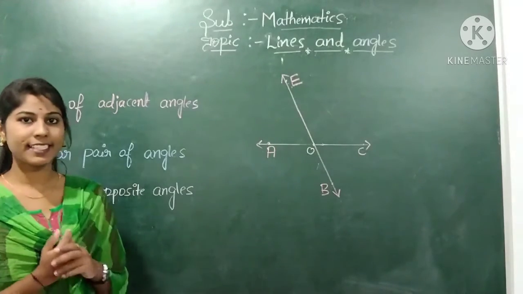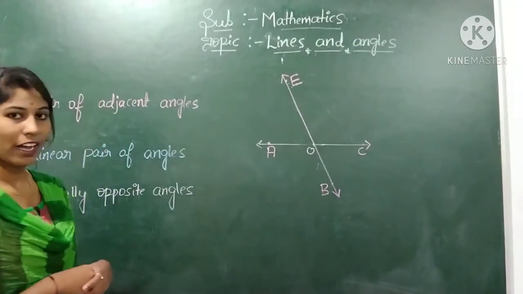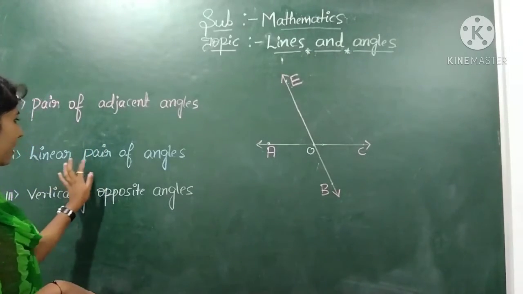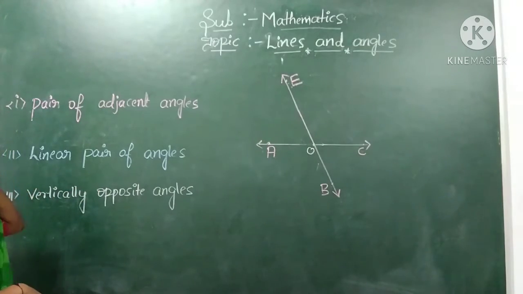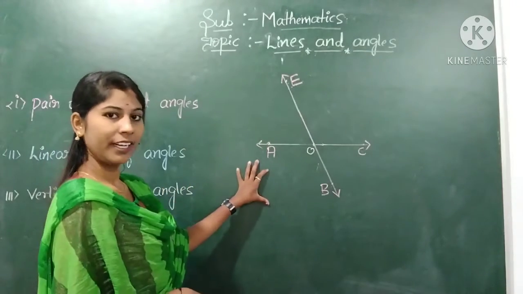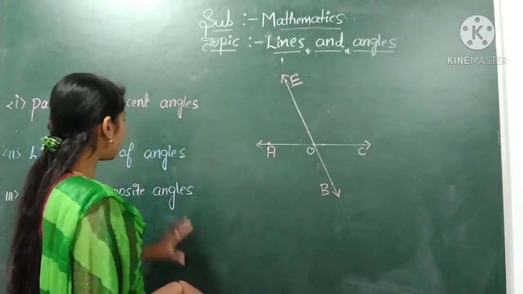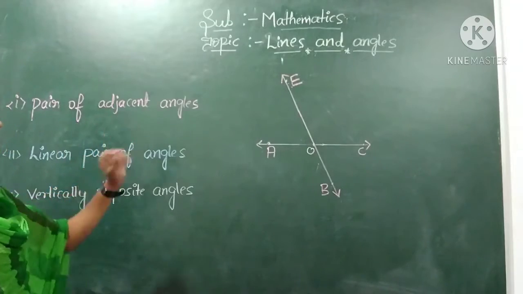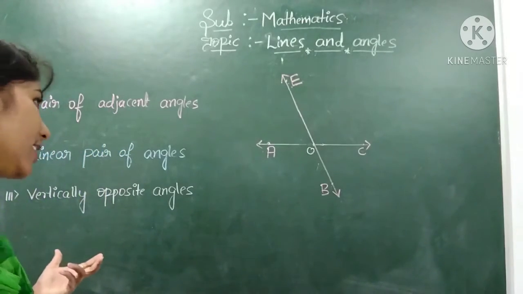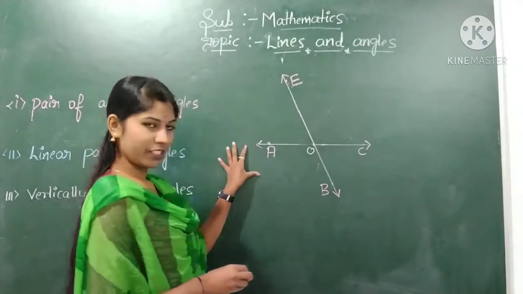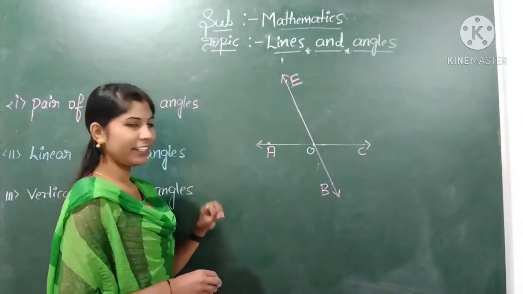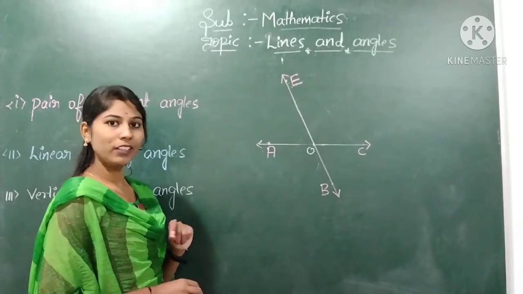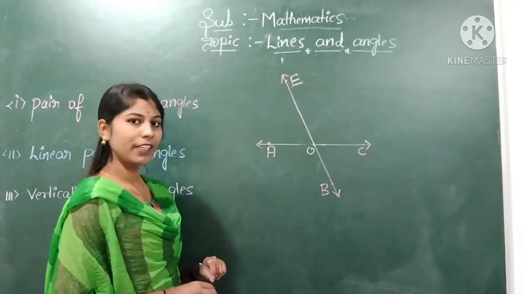Let us see this example. Here you have to identify the adjacent angles, the linear pair of angles and opposite angles from this picture. From this diagram you have to identify all three kinds of angles. The first one is the pair of adjacent angles. What are the adjacent angles in this figure? Adjacent angles have one common vertex and also one common side.